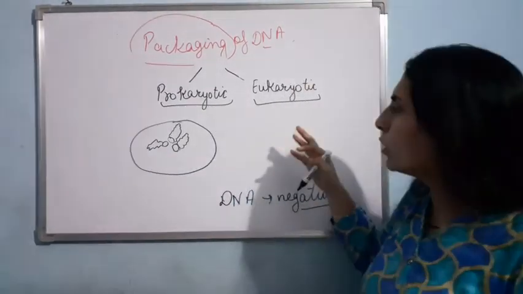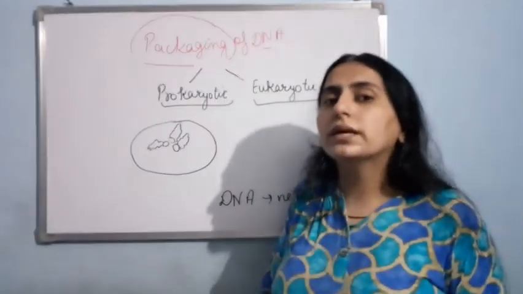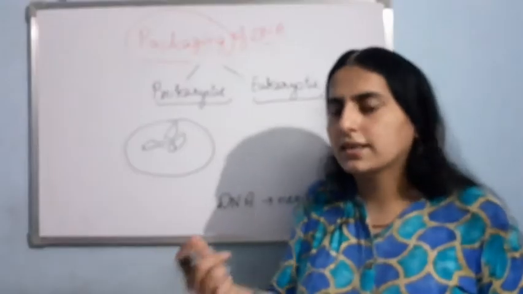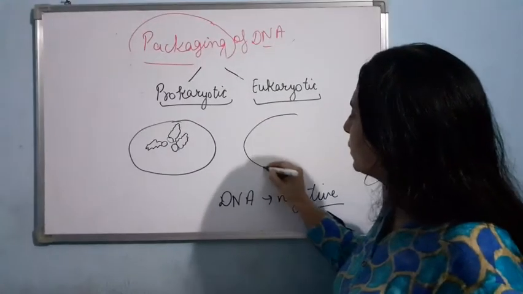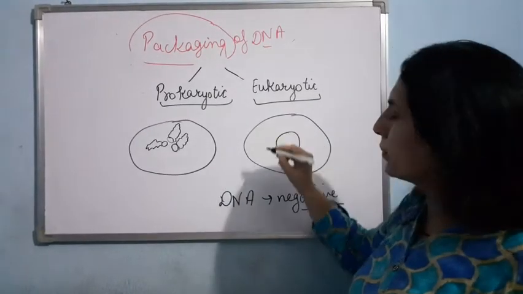Now, if I talk about the eukaryotes, obviously the organization would be more complex. Like if I talk about our cell, inside the cell we have a nuclear membrane.